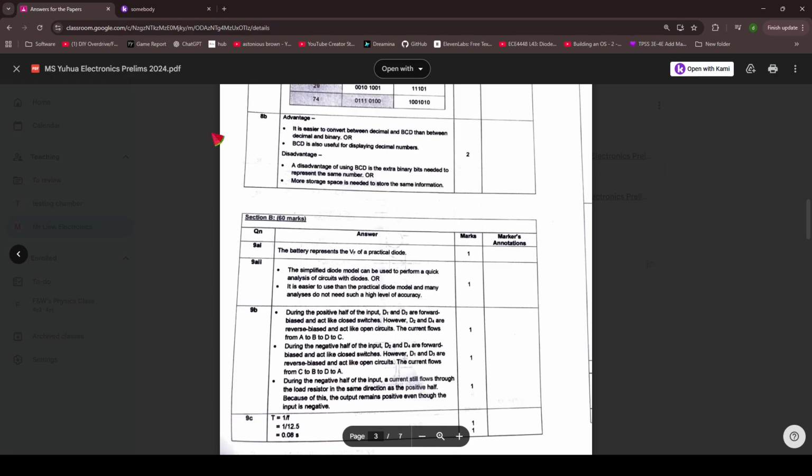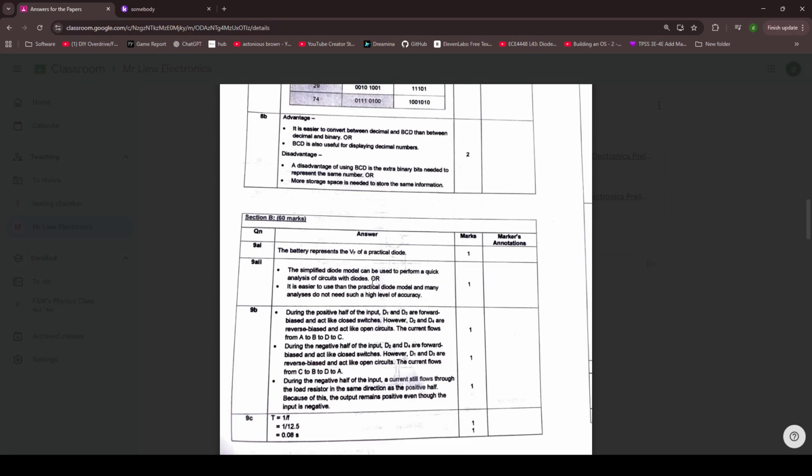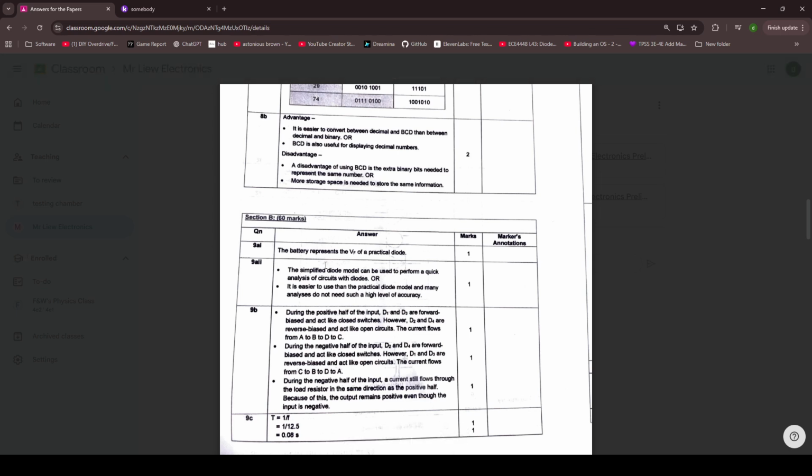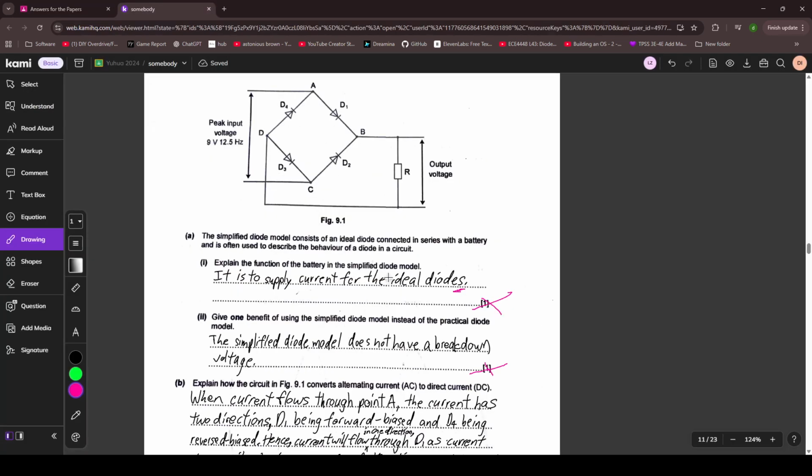So you had to say either it is to perform a quick analysis, or that it's easier to use than a practical diode model. And many analyzers do not need such a high... Oh, and because usually it's mainly for analysis. You would rather use this than a practical diode model, since the simplified diode model is more effective and simple to use in circuit analysis. That's the real reason. Alright, cool.